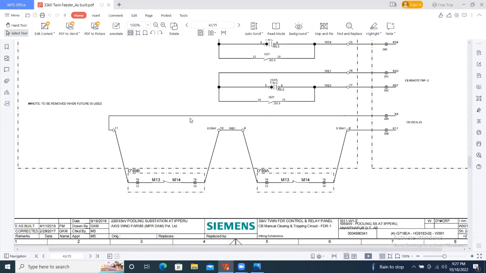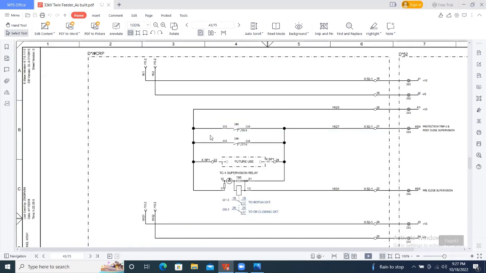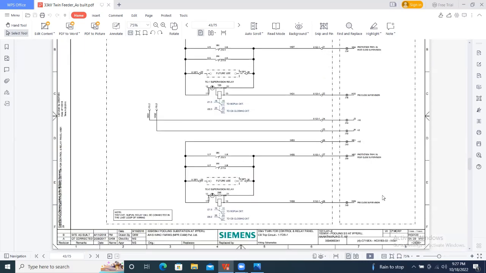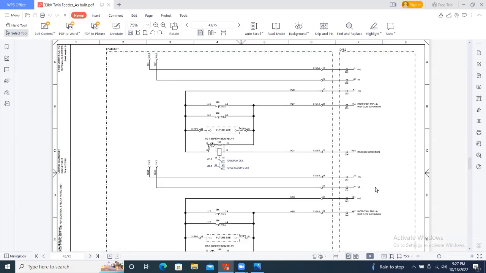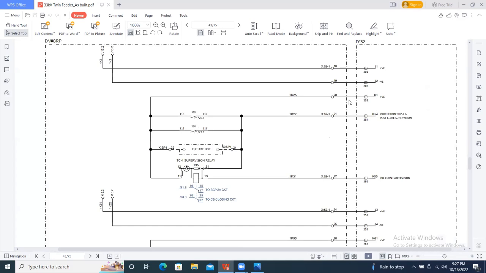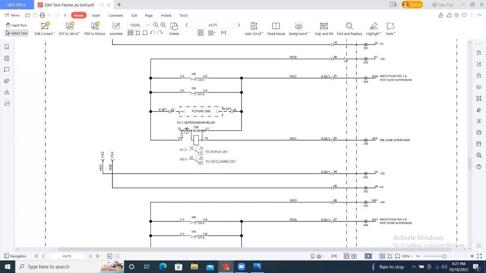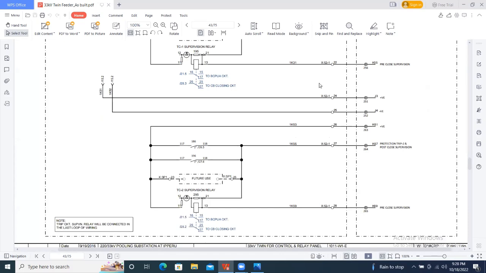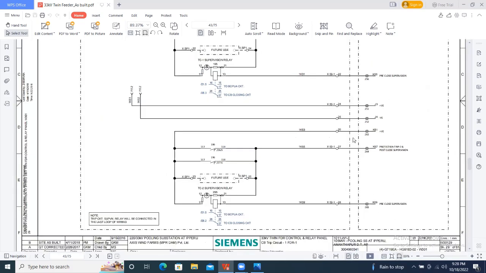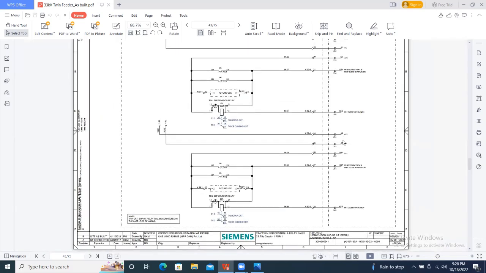And for the breaker local interlock, it checks whether the isolators are closed or open. And next, this is the breaker trip circuit supervision relay circuit. So the supply is coming, and this is the post close supervision, and this is the pre close supervision. Both are trip circuits. I will discuss this supervision relay in our next session. We will talk in detail on this.